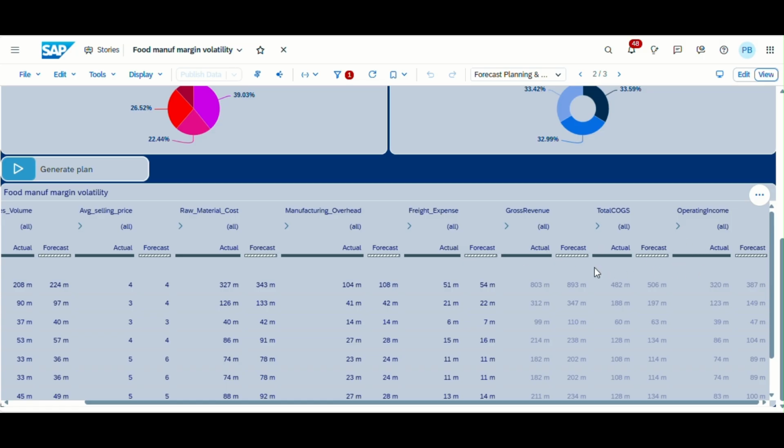For example, bakery revenue increases from $312 million to a forecast of $347 million, while operating income improves from $123 million to $149 million. Similar comparisons are available across all product categories, enabling detailed planning and performance analysis. In addition, the Generate Plan button allows planners to create forecast scenarios dynamically, enabling faster planning cycles and more informed business decisions.